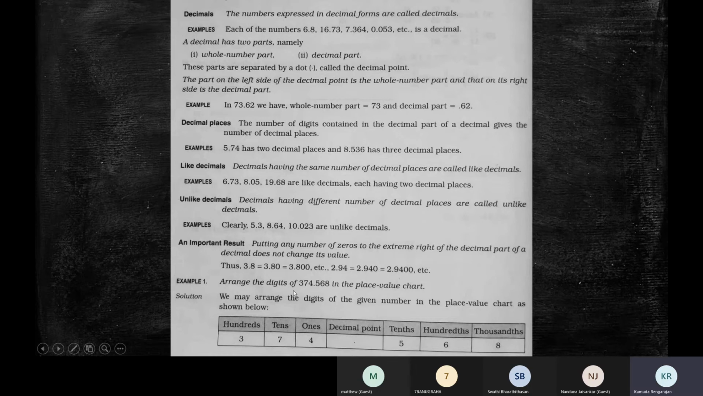All right. Now see the place values. Now let's arrange the digits of this decimal. This is a decimal. It's a number.